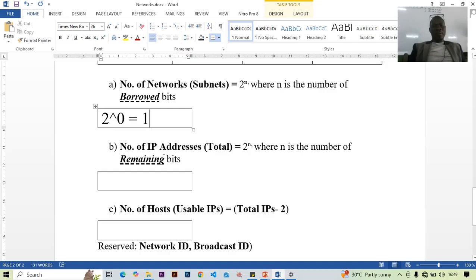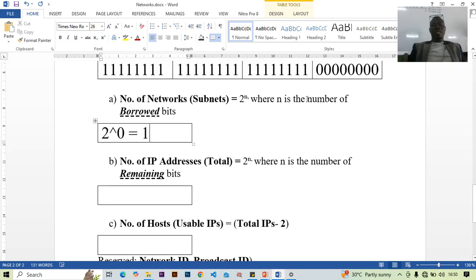How do we find the number of IP addresses in this given network? This number of IP addresses will basically be the total number of all IP addresses that can be created in that given network. So we shall use the formula 2 to the power n, but this time around, n is the number of the remaining bits. What do we mean by remaining bits? Having borrowed the bits from this other side, how many are remaining?